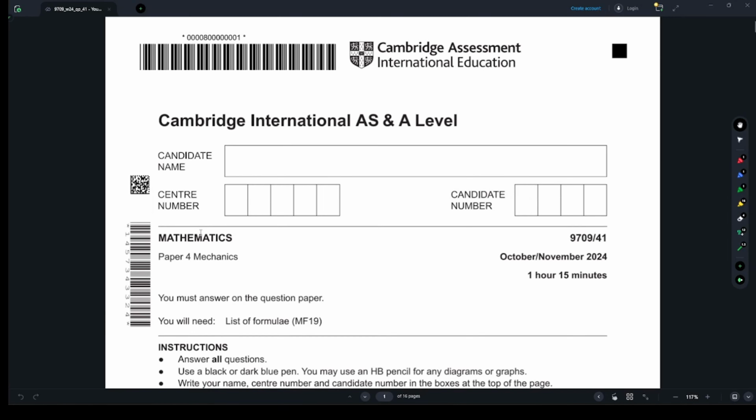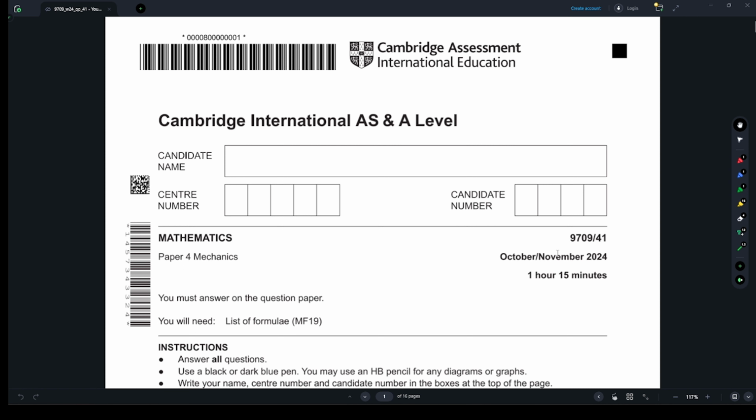Hello everyone. I thought of starting a video series for paper discussions, focusing on the students who are going to do AS and A Level Cambridge this year, October/November. First, I thought of starting with the mathematics part for the A Level, specifically the mechanics paper.